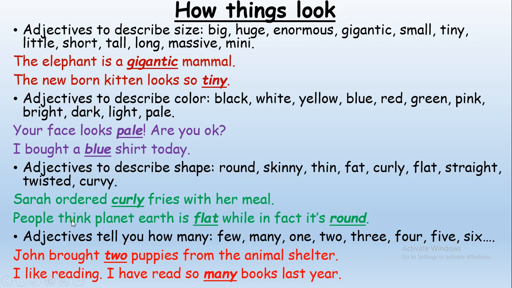Okay. Adjectives that tell you about how many. Also, the number of things is also an adjective. So, John brought two puppies from the animal shelter. Okay, what do we know about the puppies? That they are two.